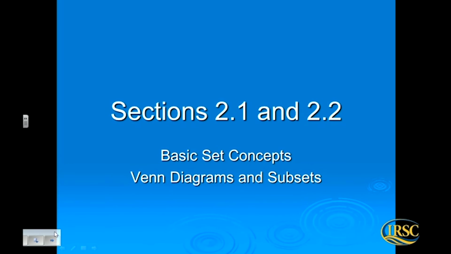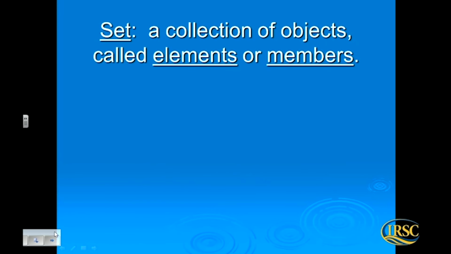Okay, so chapter 2 starts our chapter on set theory. And there, typically at the beginning of a chapter there's vocabulary, so you can get used to that routine here in this textbook. But a set is a collection of objects called elements or members.